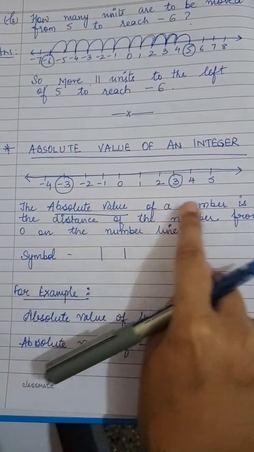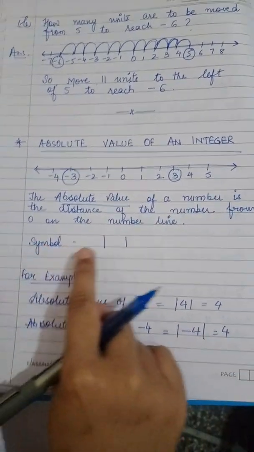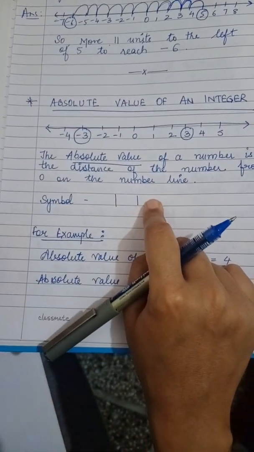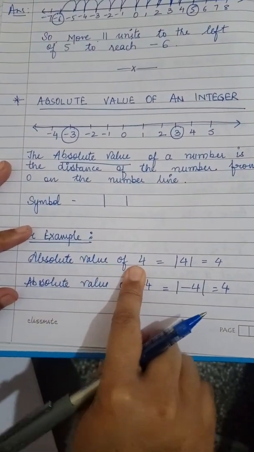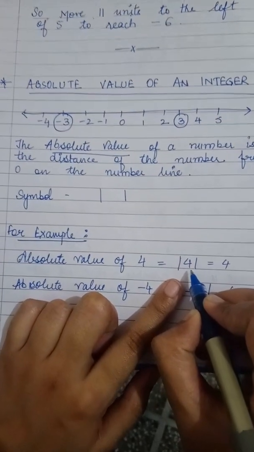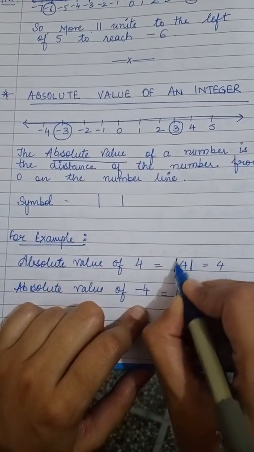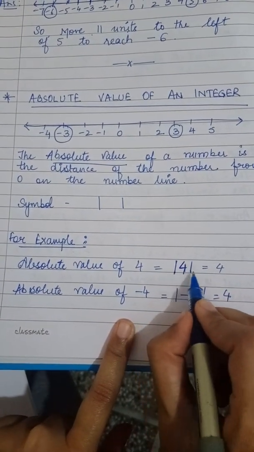So the absolute value of a number is the distance of the number from 0 on the number line. The symbol is denoted by two vertical bars. Now how are we going to find the absolute value? Let us see the example. If I have to find the absolute value of 4, I am going to write it as it is, and then place these two vertical bars around it like this. This means I am going to find the absolute value of 4.